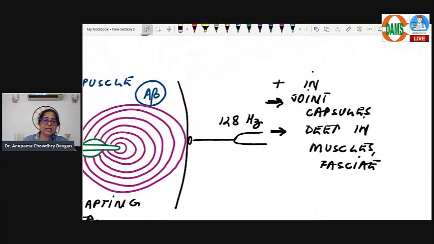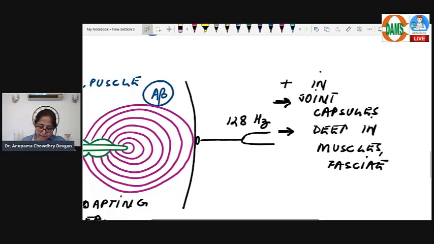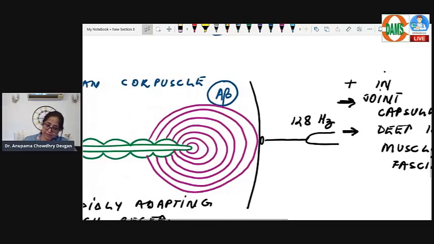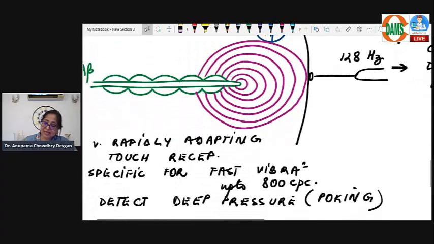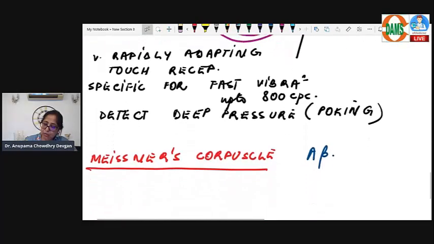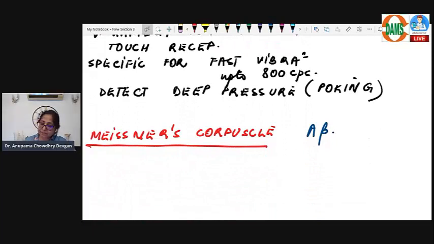Pacinian corpuscles are located in joint capsules and deep in muscles and fasciae, specific for fast vibration up to 800 cycles per second, and also for detecting deep pressure. Okay? All right. Shanu Soni, these are not meant for touch. They are rapidly adapting touch receptors, but they are not meant for touch. They are meant for fast vibration up to 800 cycles per second.